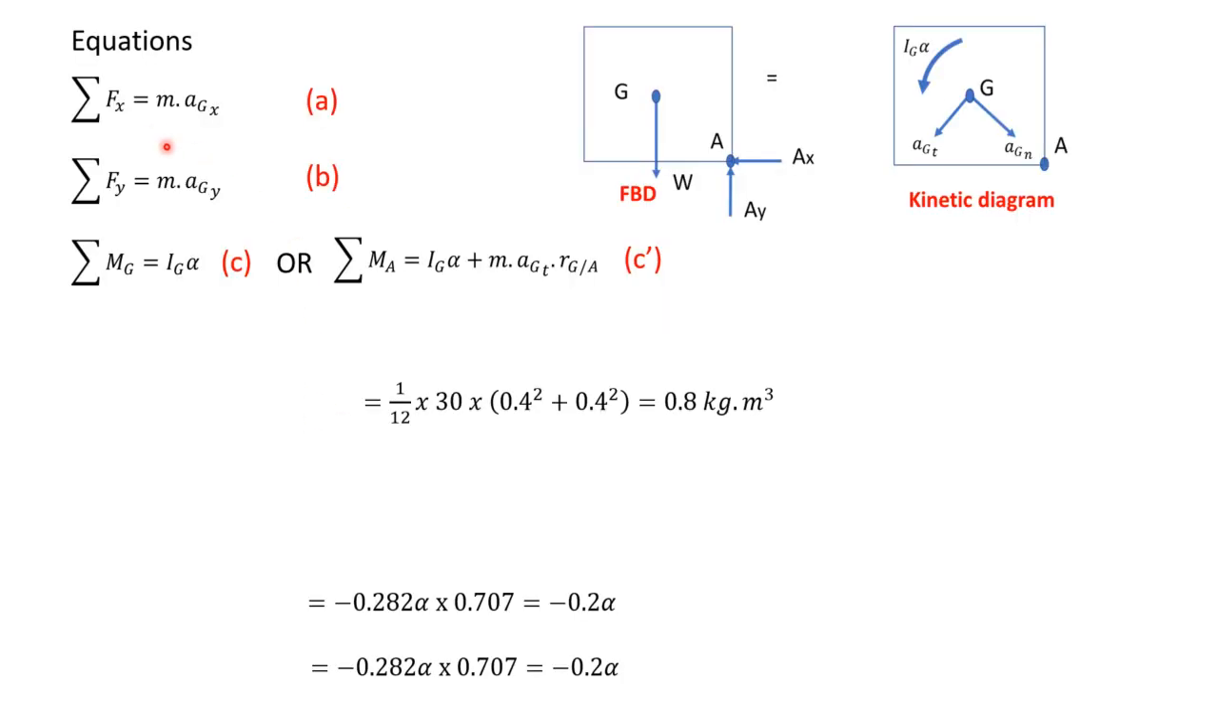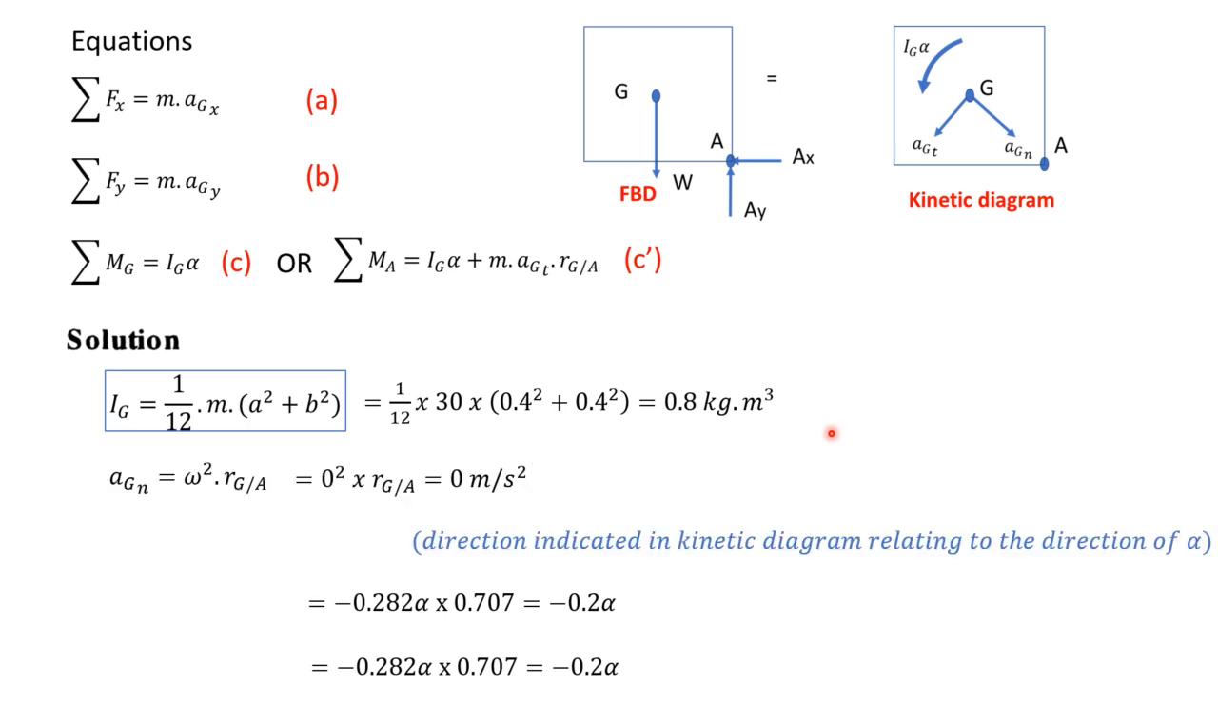Okay, and you'll find that it's shown up here, no problem. Similarly for the forces in the x-axis and y-axis, and the acceleration, the moment around point G and point A. We're going to do both, and you will find the answer is the same. So now we go to the calculation of IG for the square shape. It's 1 over 12 multiplied by the mass multiplied by the width squared plus the height squared. So we get the answer to be 0.8 kilogram cubic meter.